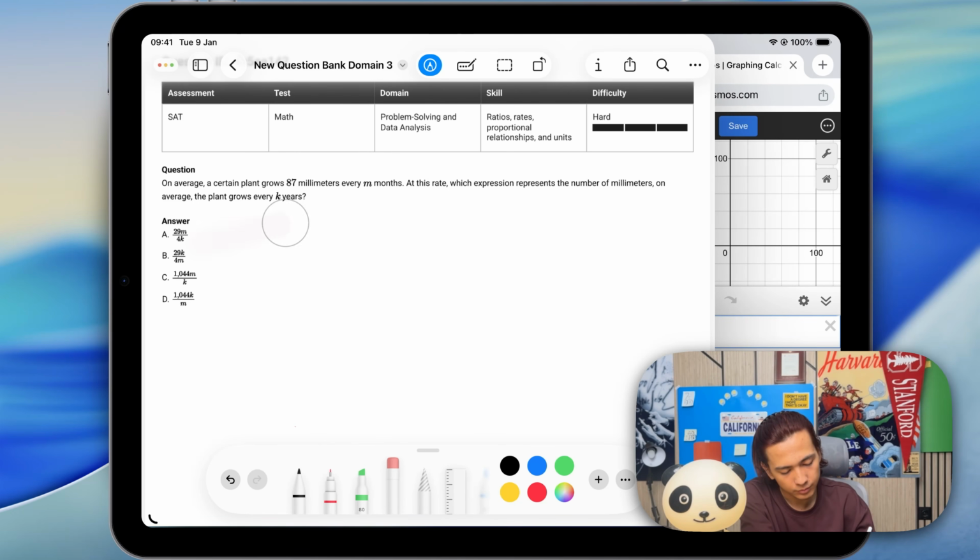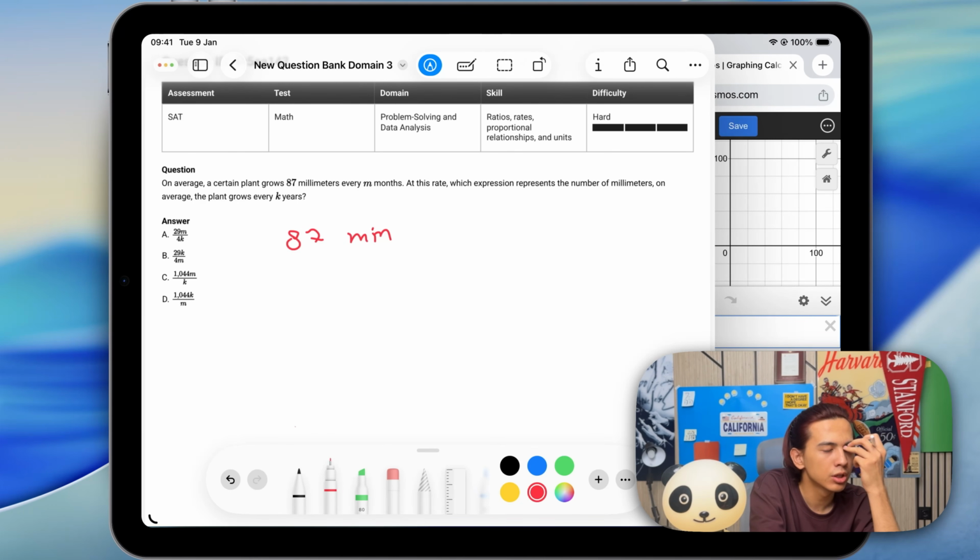So you have this plant, right? It grows by 87 millimeters every certain number of months: every 2 months, every 3 months, every 1 month, every 6 months. We don't know. That's what m is, right? m is going to determine how much it will increase, like in what period it's going to increase by 87 millimeters. Maybe in 1 year, maybe in 2 months, right? It's going to be something like that.